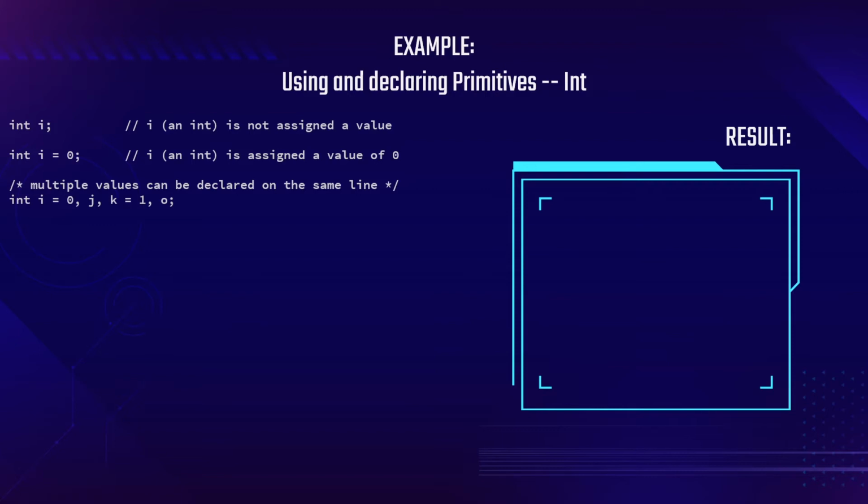So let's take a look at primitives. This is going to be pretty quick. I can not assign it a value, or I can assign it a value, and I could do multiple on the same line. Cleans up the code real nice. And I have a 0 there.